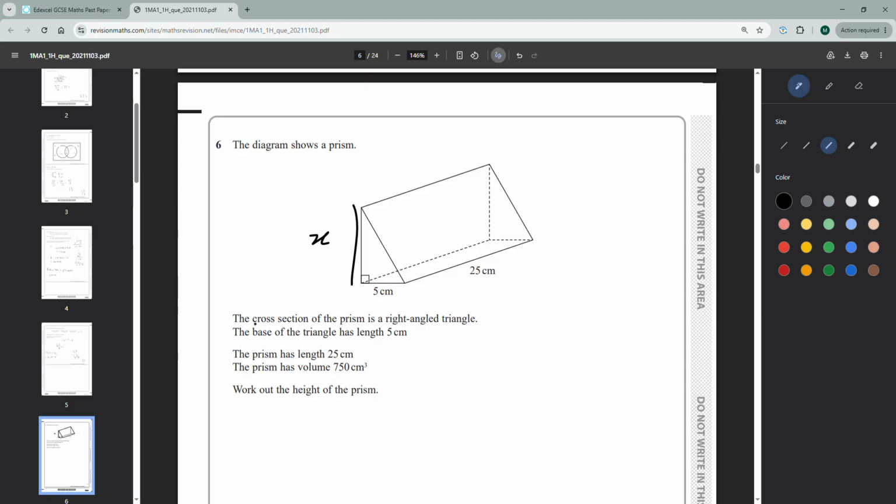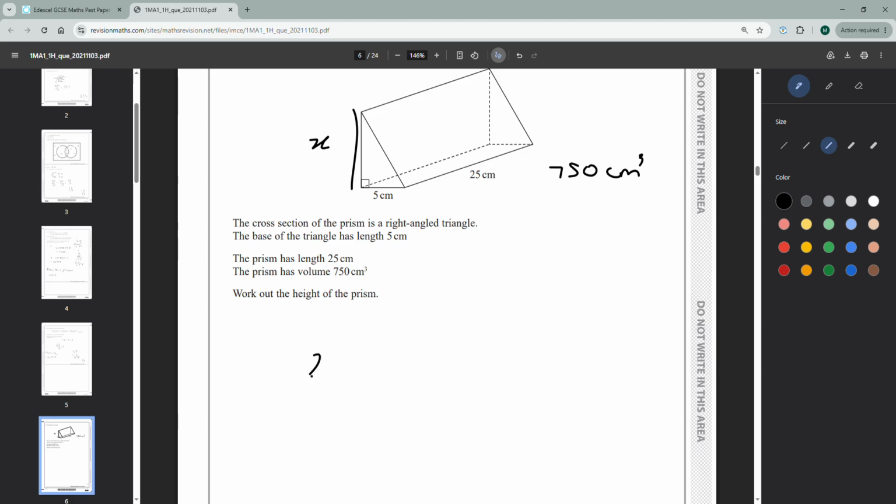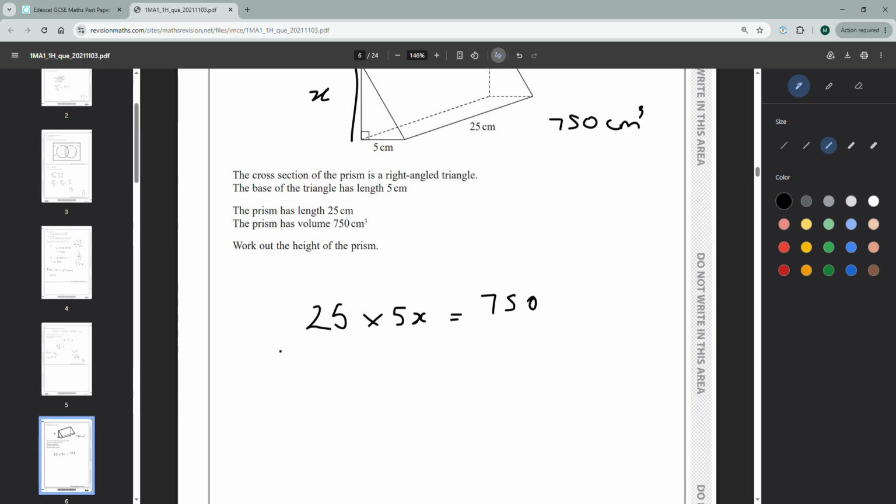Okay, the cross section of the prism is a right angle triangle. Well, we can see that. Alright, the prism has a volume of 750 centimeters cubed. Right, let's see. Okay, so we're going to do 25, 5x. Let's make this a little equation then. 5x is 750. That's how to get it. Okay, we're trying to work out x. That is easy enough.